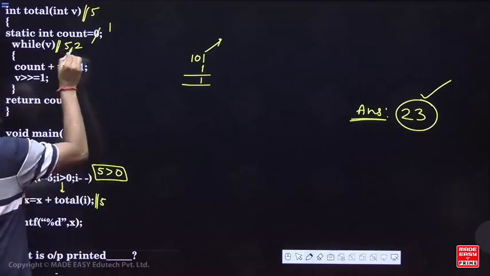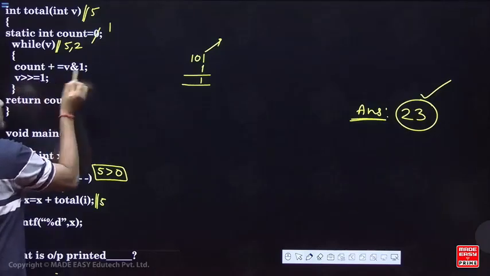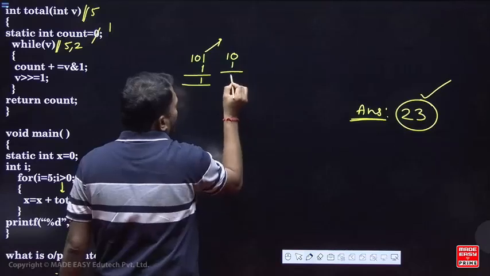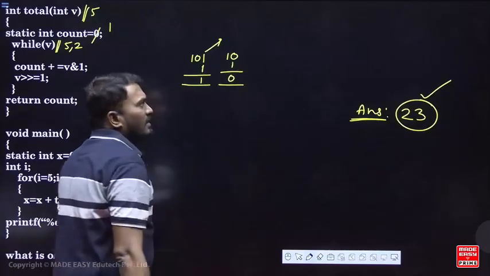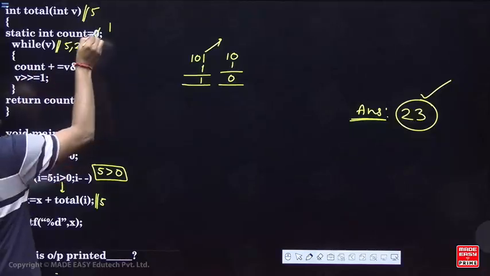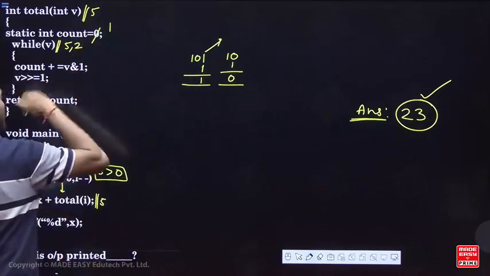So now that is 2. 2 means that is true. True means you go in again. Count equal to count plus V and 1. So now this value is 2 here, 1 0. If you AND 1 0 with 1, what will happen? 0. So 0 will be added to count. So count value will remain the same. If you add 0, the count value remains the same.